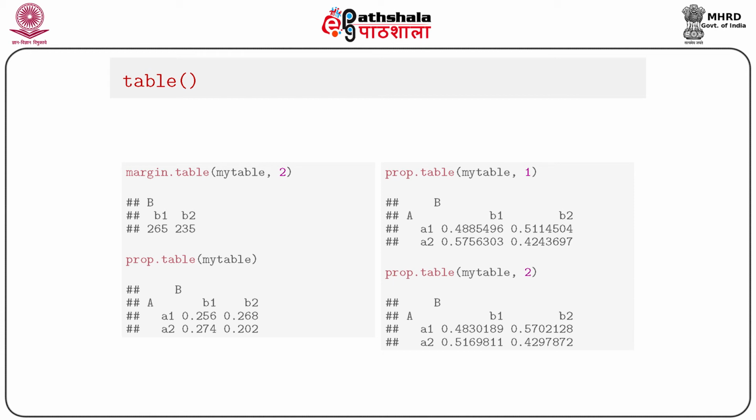And prop.table: if you just pass mytable to prop.table, that will give you the proportion. You should mention the margin: if you need row-wise proportions, pass the margin as 1, and if you need column-wise proportions, pass the margin as 2. For the last two examples, prop.table(mytable, 1) and prop.table(mytable, 2), the second gives the column-wise proportion and the first gives the row-wise proportion.